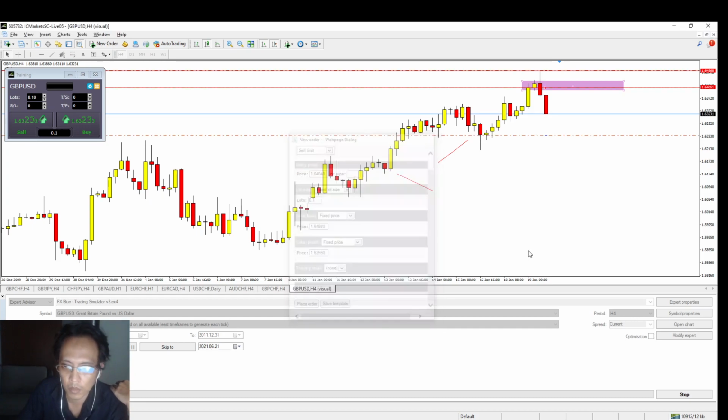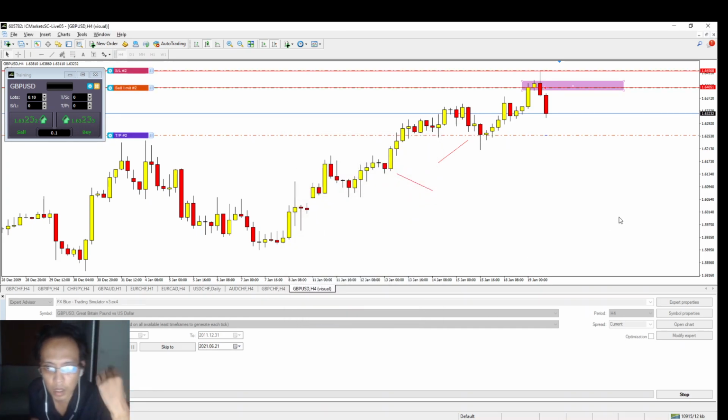Okay, so we can see. Don't chase the price. Okay, don't chase the price. My rationale for this sell is that most probably it's going to be an inside bar fakey in this case. So price is going to take this and then go down.